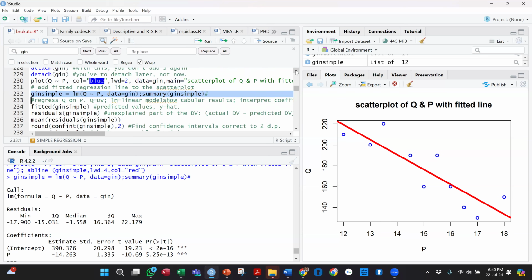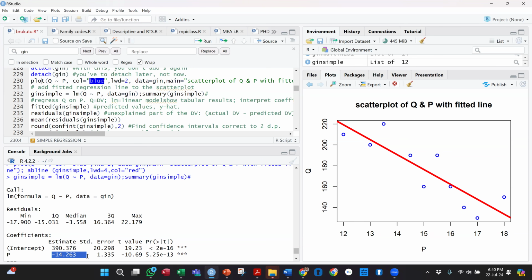So let's move on. I've done a drawing of the simple relationship between quantity demanded and price, and you can see it on the right here. Clearly, the red line shows the fitted line, and it shows clearly that there's a negative relationship between quantity and price. Again, when you come to the regression results, look down there in the bottom. The coefficient of price is negative 14.26, which shows a negative relationship between price and quantity demanded.